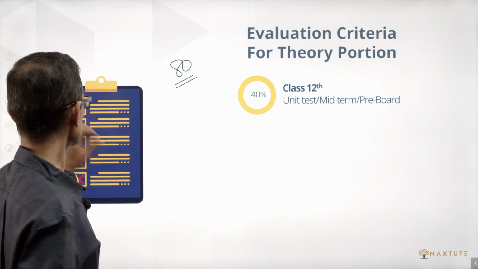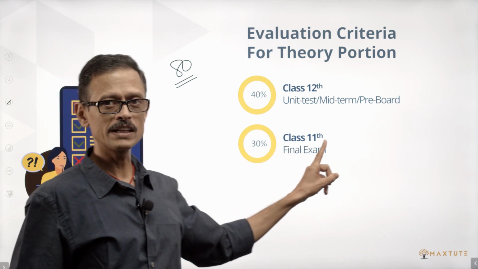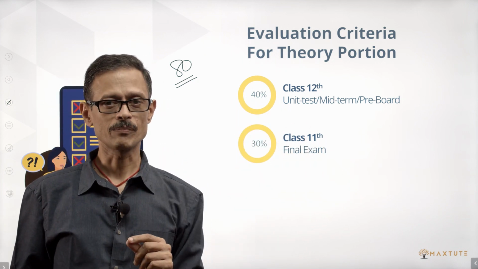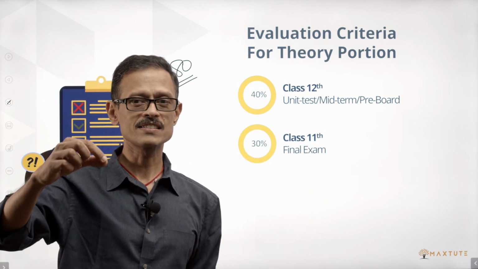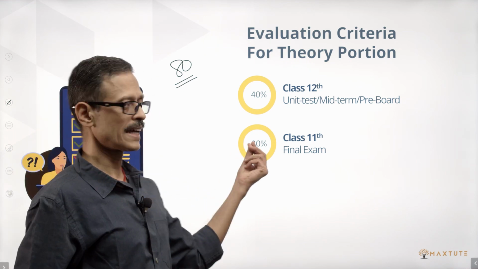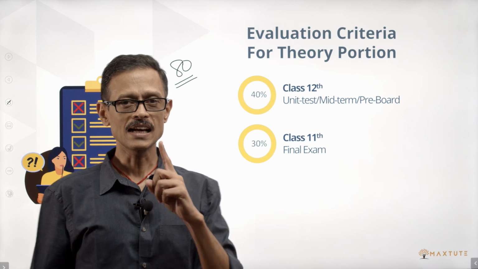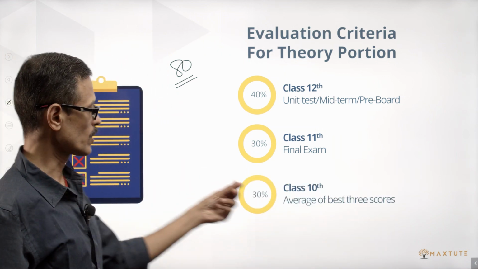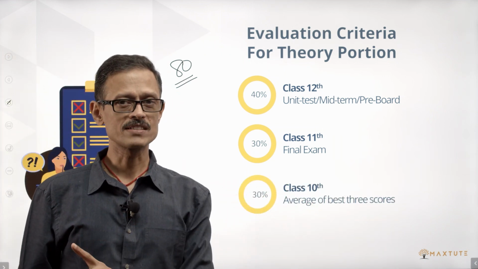The second component comes from what you have scored in the corresponding subject in your 11th standard final examination. So, what you scored in the 11th standard final examination economics paper would carry 30% weightage. And the last component is another 30% that comes from your performance in the 10th standard board examination.